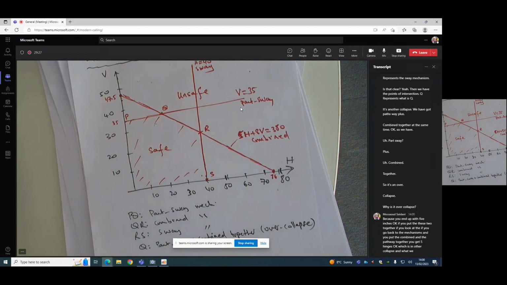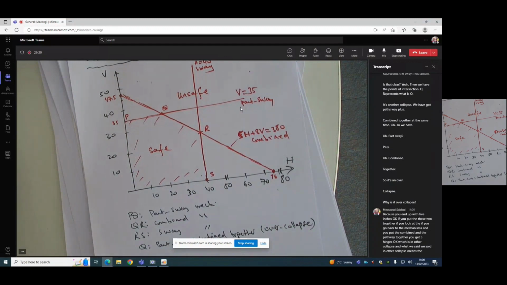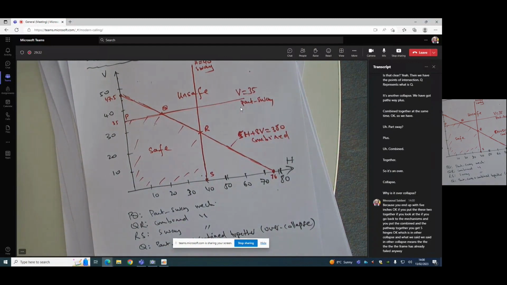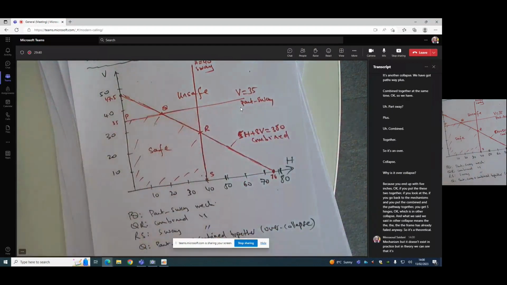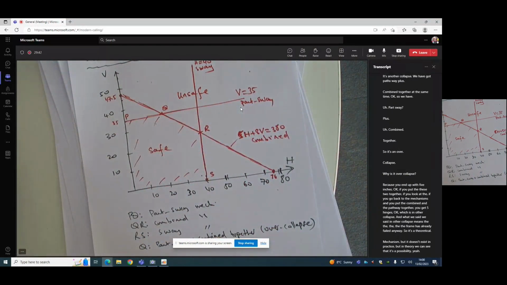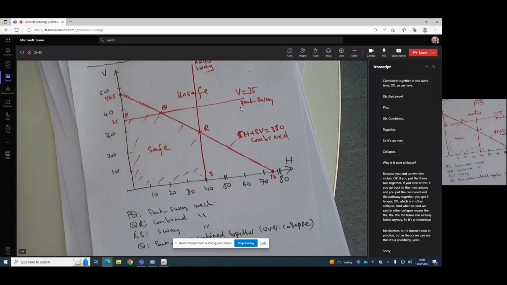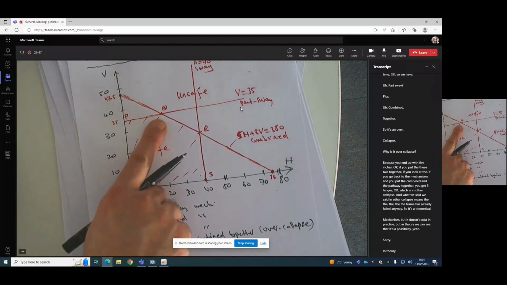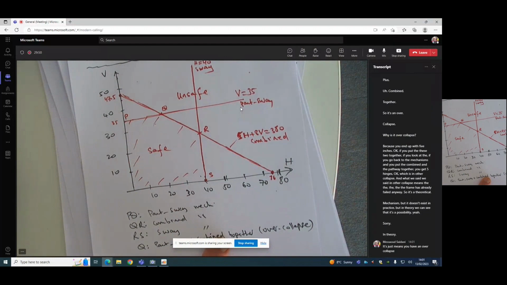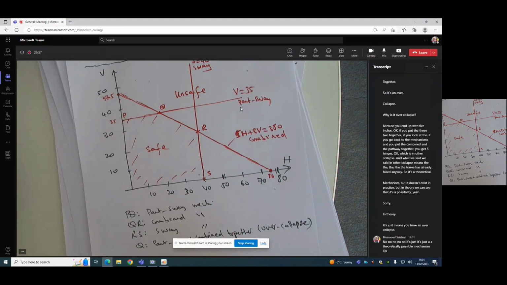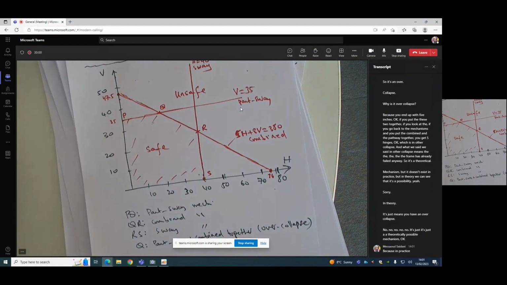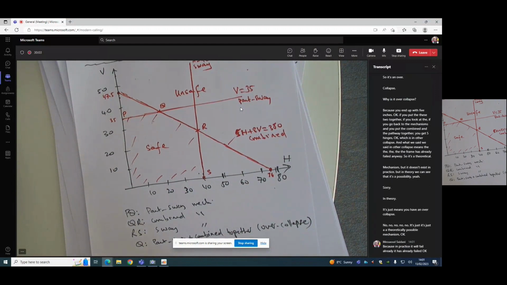And what we said an overcollapse means is the frame has already failed anyway. So it's a theoretical mechanism, but it doesn't exist in practice. But in theory, we can see that it's a possibility. It's just a theoretical possible mechanism, because in practice it will fail already. It has already failed.